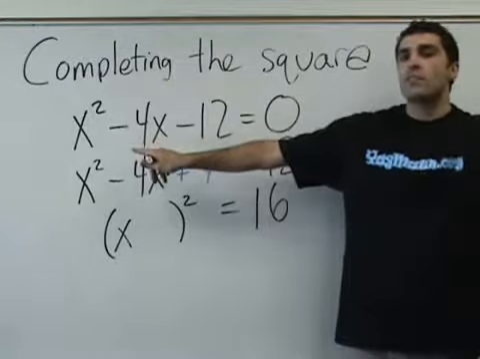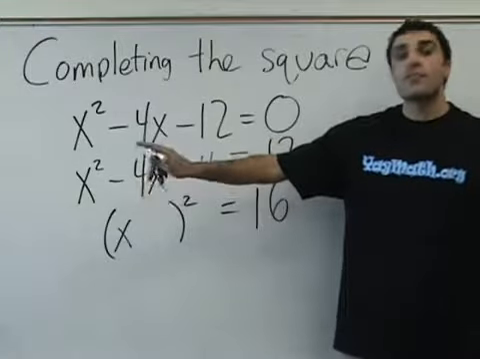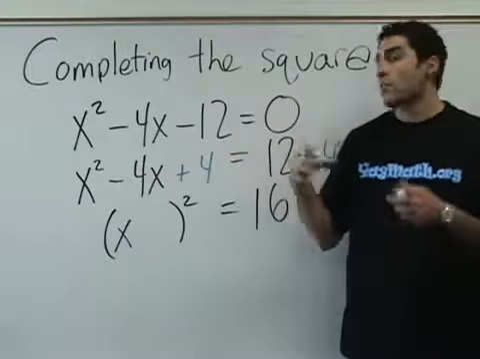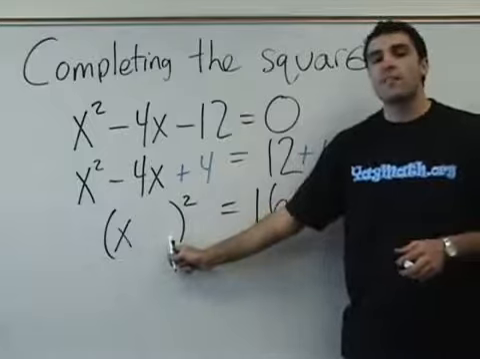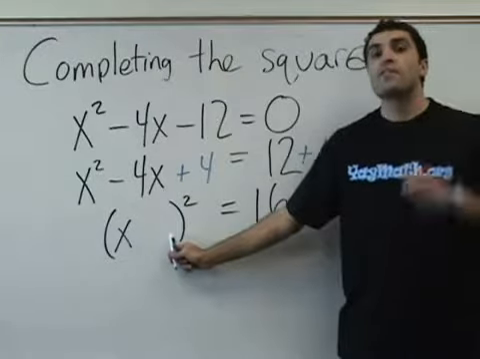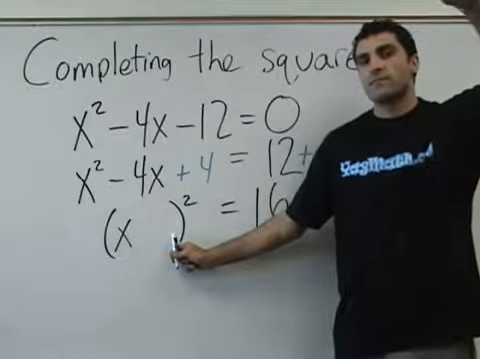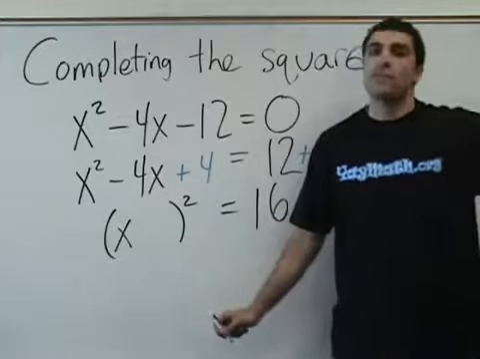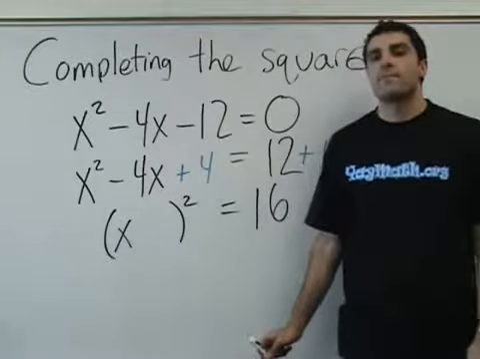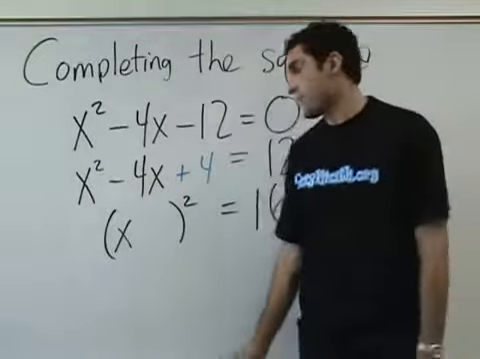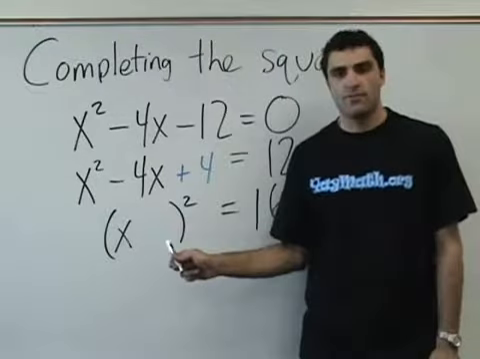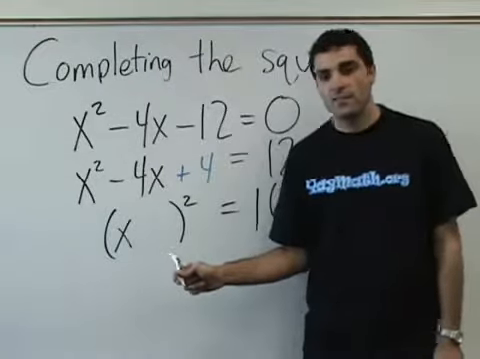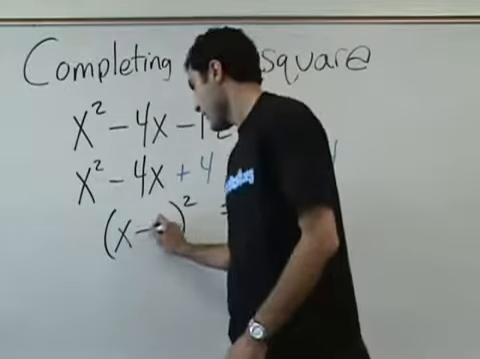Hold on, hold on. No. Okay, we don't do everything that we did here. This one is just b over 2. So what's b again? Negative 4. So negative 4 over 2. What's that? Negative 2. So here goes negative 2. All right? Good.